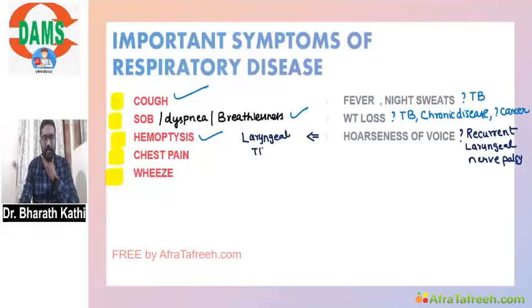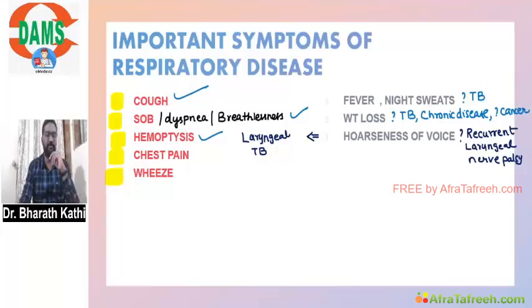So tomorrow you might mention in the exam there is no hoarseness of voice. Now examiner will ask you, why are you asking regarding hoarseness of voice in this given patient? Or he'll ask you, what is the significance of hoarseness of voice in respiratory medicine? So then you can mention, sir, in laryngeal TB there can be hoarseness of voice. In recurrent laryngeal nerve palsy due to an underlying malignancy there can be hoarseness of voice.